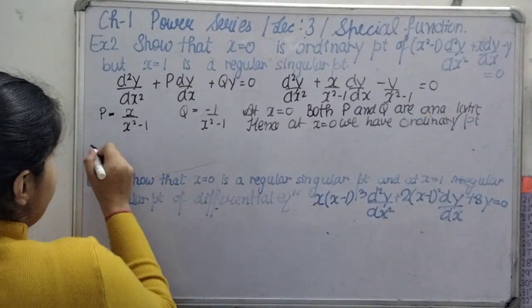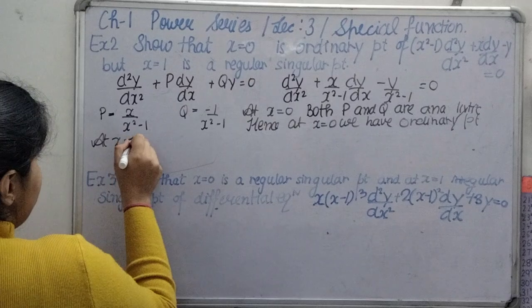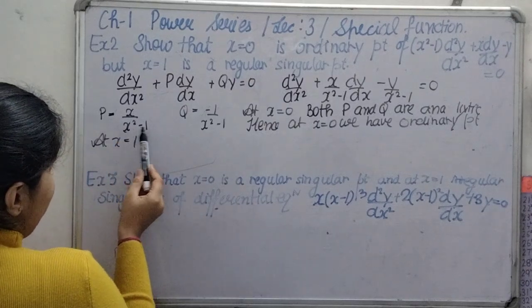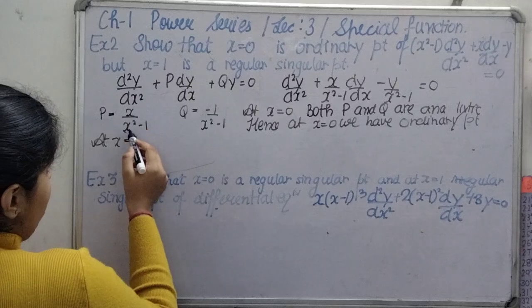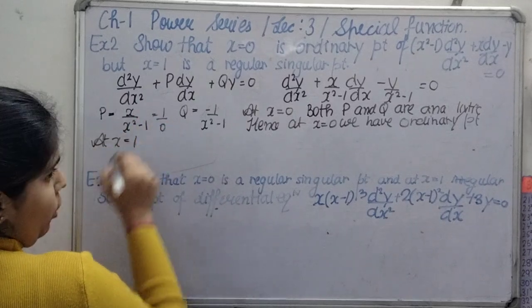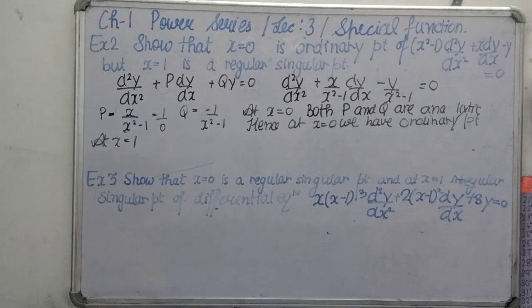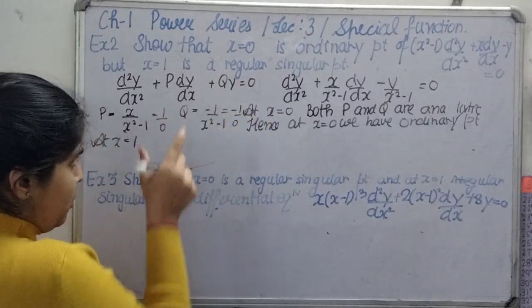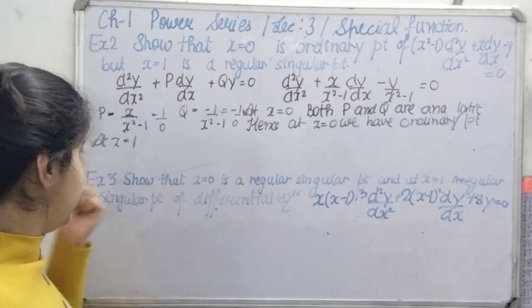Now we have to check at x is equal to 1. So at x is equal to 1, we will see that the denominator becomes 0. So x upon x square minus 1, that it becomes 1 upon 0. We will see that it becomes 1 by 0, p बन चुका 1 by 0 and it becomes minus 1 upon 0. So both are not defined at x is equal to 1.